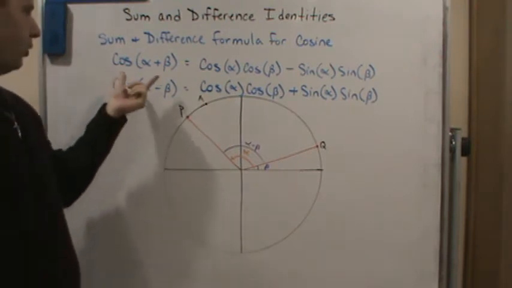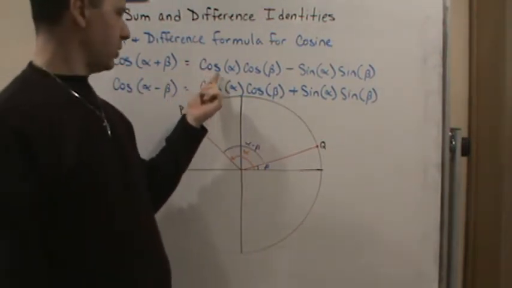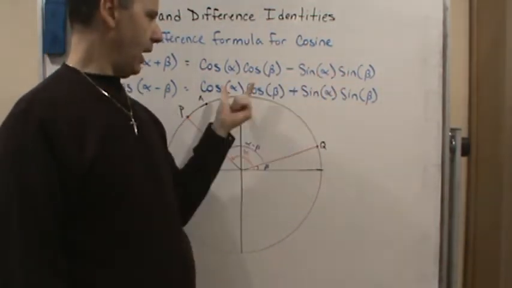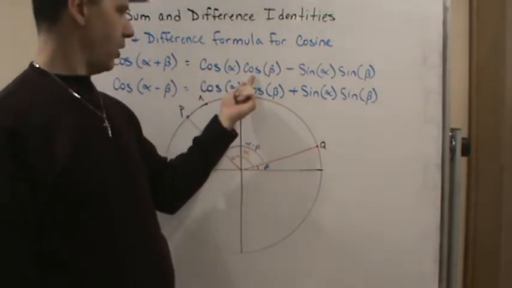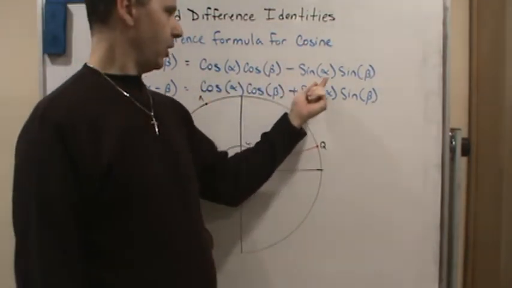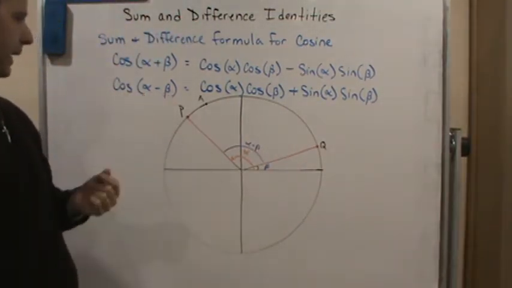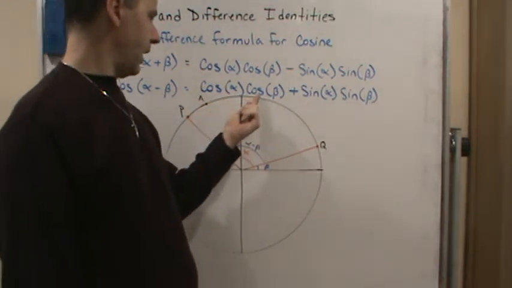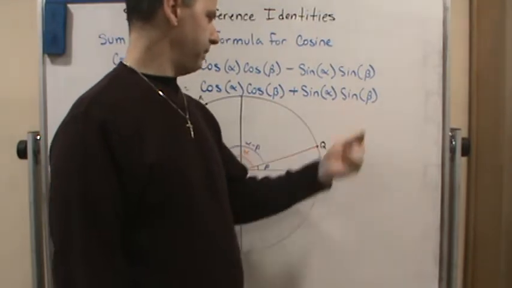So we have cosine of alpha plus beta is equal to cosine alpha cosine beta. Notice the cosine and the sine are on the same side, so it's cosine alpha times cosine beta minus sine alpha sine beta, and cosine of alpha minus beta is cosine alpha times cosine beta plus sine alpha sine beta.